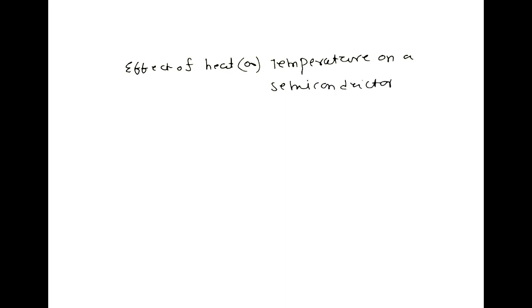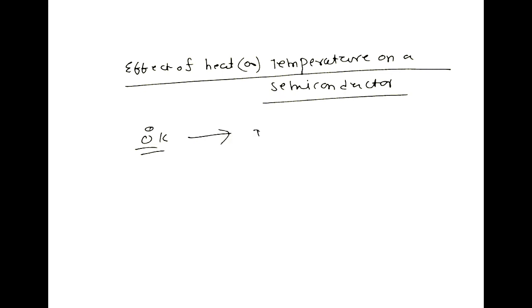Next we will see the effect of heat or temperature on a semiconductor. At absolute zero, a semiconductor acts as an insulator, that is, no conduction. We know this. When it is heated, the temperature increases.